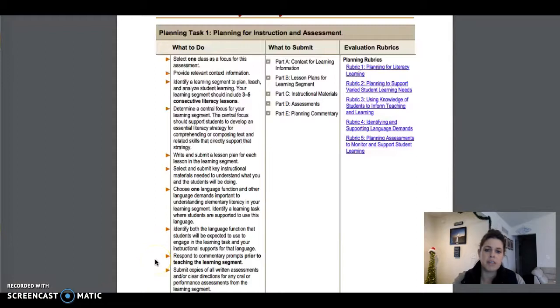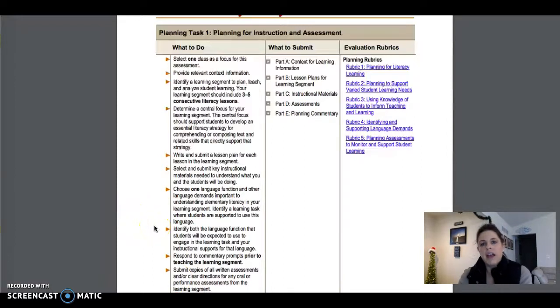And then respond to commentary prompts before you teach. So this is all planning. So you're not actually teaching this at any point. We need all of this to be completed before you would teach it. And then submit copies of the assessments and directions and things like that as a part of the learning segment. So again, you're going to submit your context for learning, your lesson plans, your instructional materials, your assessments, and your planning commentary.